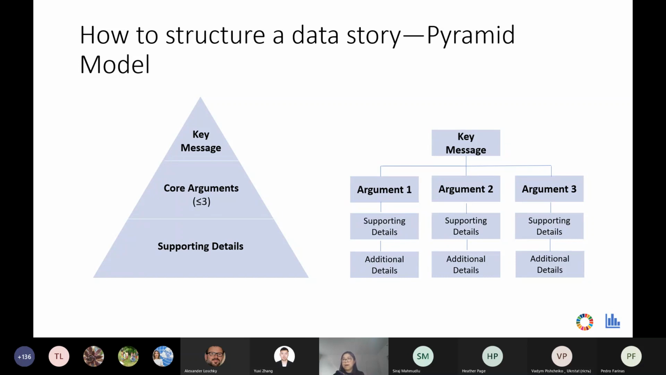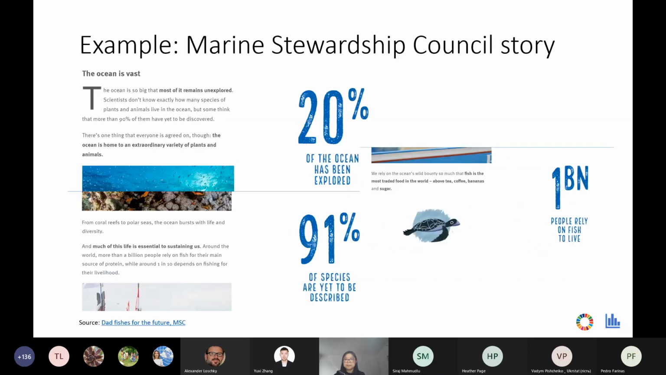There is a whole book about it if you want to read it. It's called The Pyramid Principle, written by Barbara Minto. It's a very, very interesting, compelling book. I strongly recommend it. Here's a quick example of using the pyramid principle to organize your article, your stories.